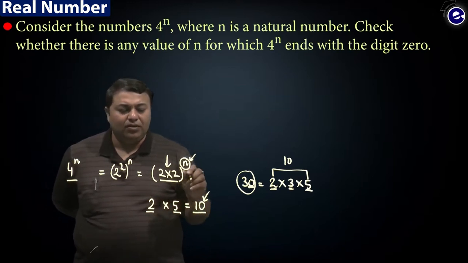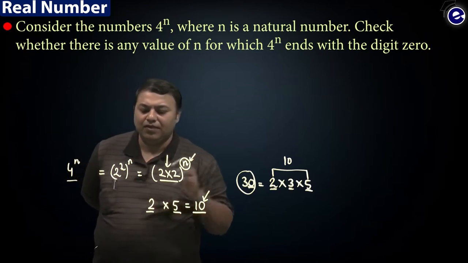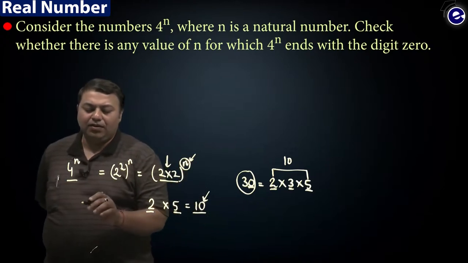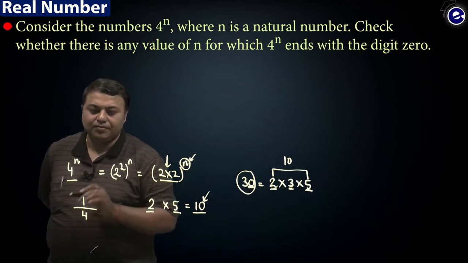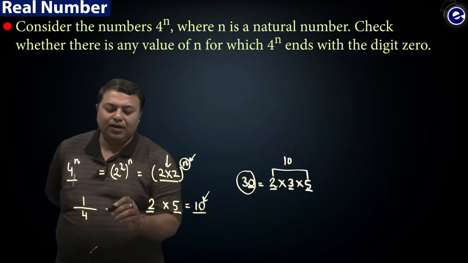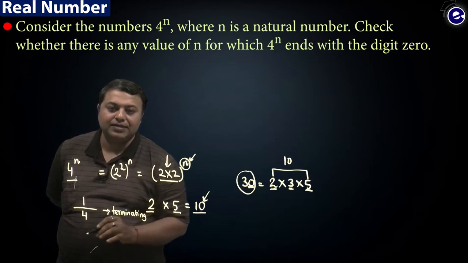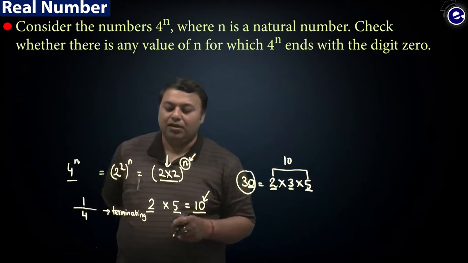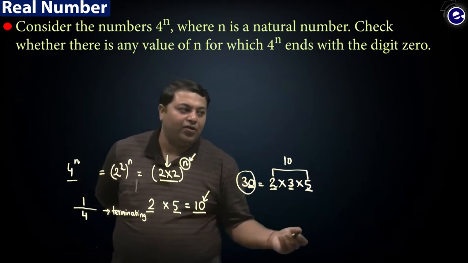I'll explain a very nice concept to you along with this. What is it? I'll give an example. For example, this is a fraction 1 by 4. Will it be terminating? I'm sure you have learnt about terminating and non-terminating decimals in your 9th grade. So will it be terminating? How do you know? You'll say, okay sir, why don't you divide it?